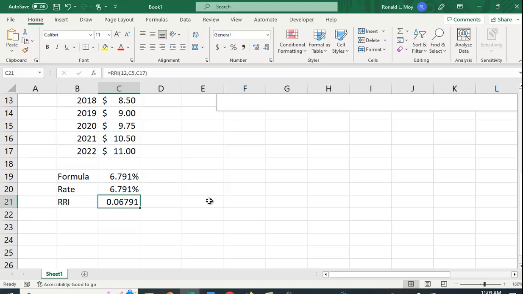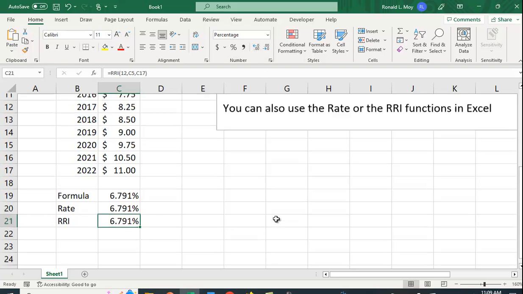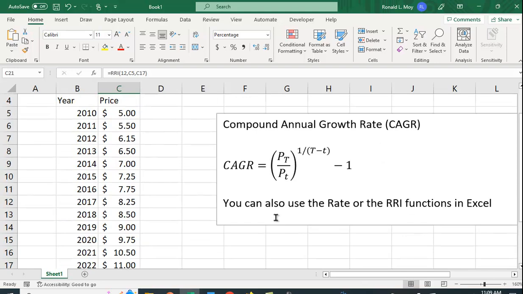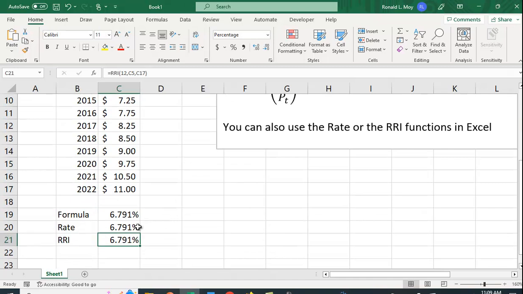It gives it to you in decimal form. And again, I'll change that to a percentage. And we can see we get exactly the same answer. So several ways to calculate this. You can certainly use the formula, but it makes sense to take advantage of the functions in Excel.